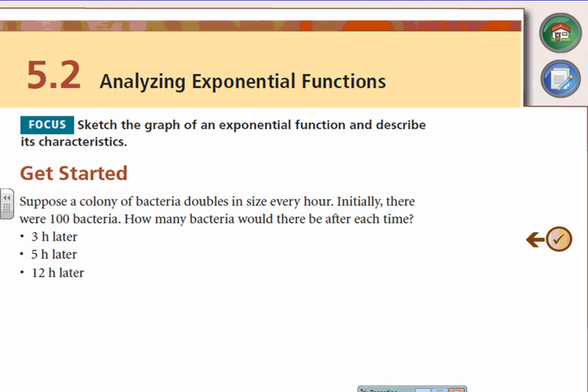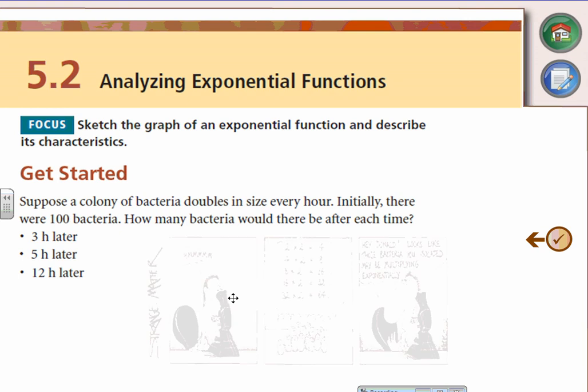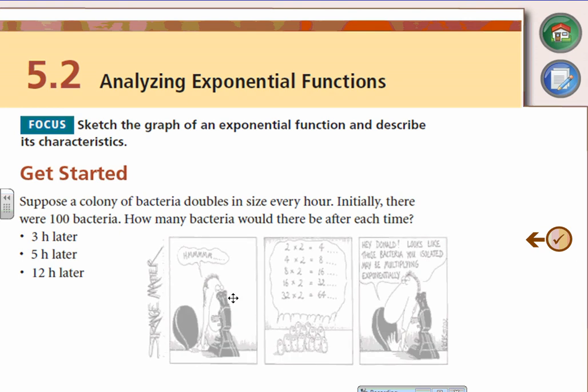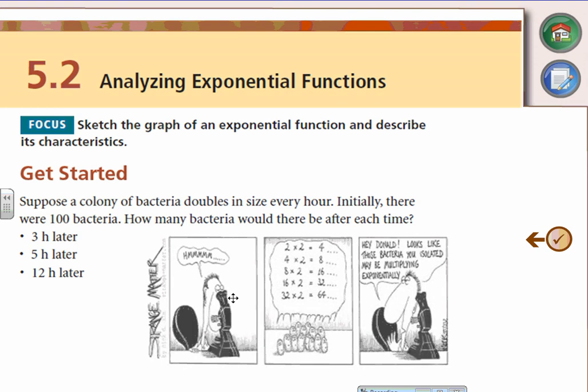Alright, first one. Suppose a colony of bacteria doubles in size every hour. Well, speaking of bacteria, I know they're very good at mathematics. How do I know that? Well, I got this picture here. 2 times 2 is 4. 4 times 2 is 8. 8 times 2 is 16. Hey, Donald, looks like these bacteria you isolated may be multiplying exponentially. All right, that's what we're looking at.